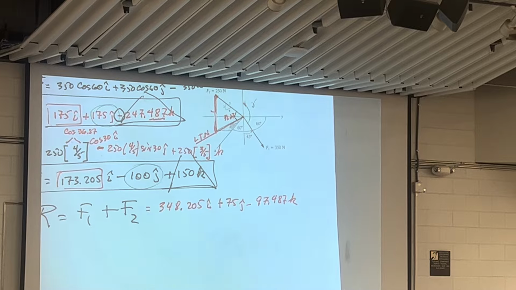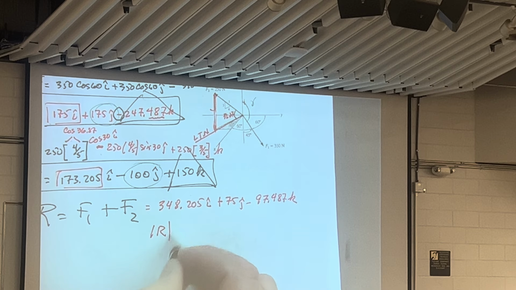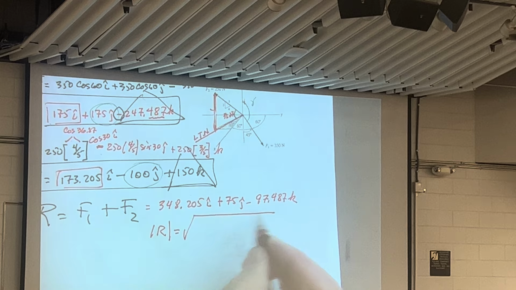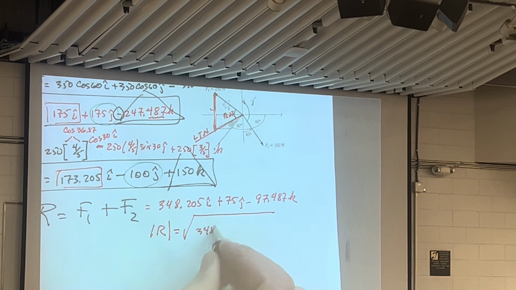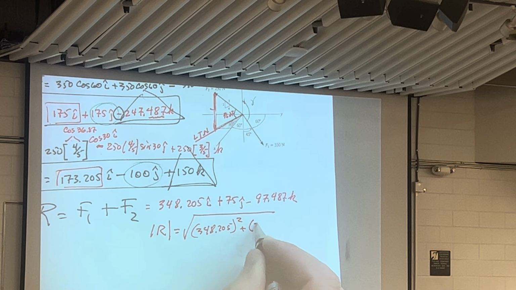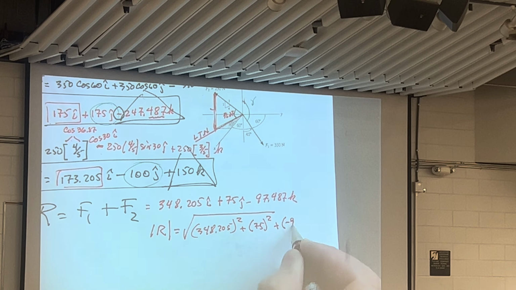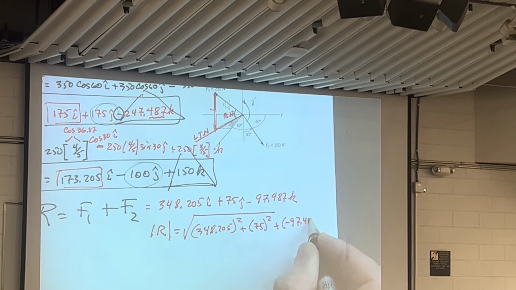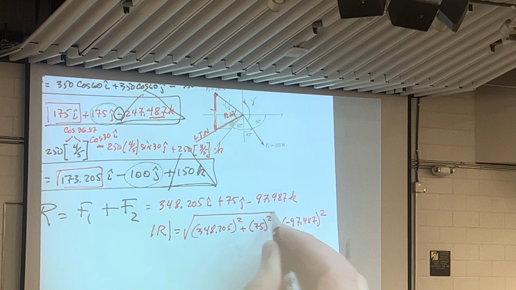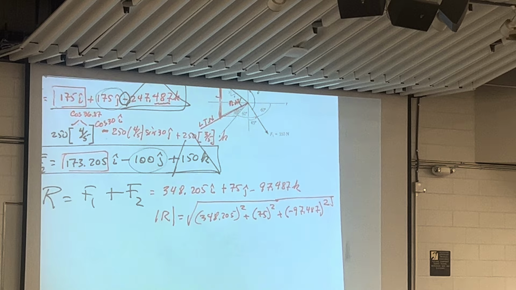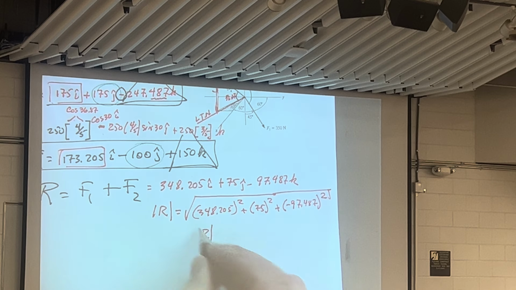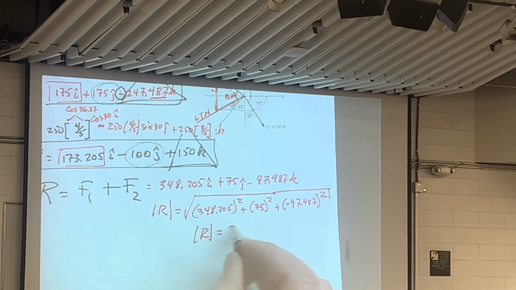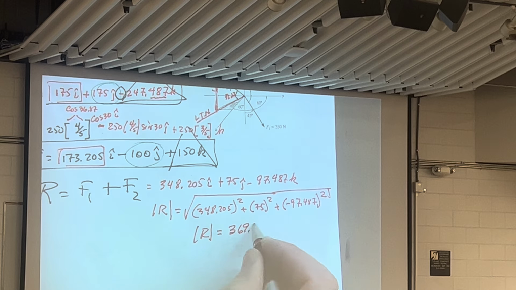Yeah? I can now find the magnitude. Square root of 348.205 quantity squared plus 75 quantity squared plus a negative 97.487 quantity squared, square root of that. This tells me the magnitude of the resultant is 369.29 newtons.